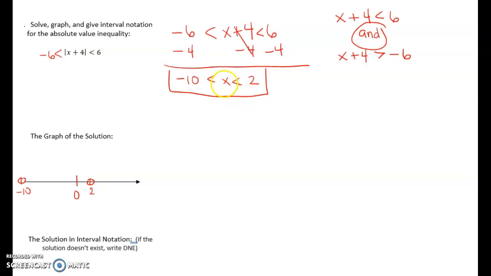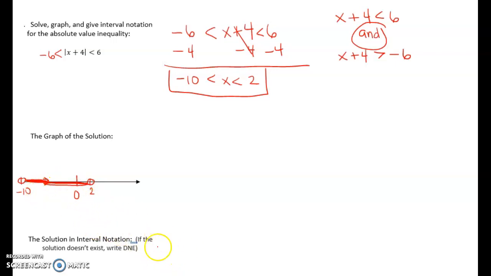Now if you do want to break this apart, you can think, okay, x is greater than -10, so we're going this way here, but x is less than 2, and it has to be both of those at the same time. So it's just going to be this line in between the two numbers. Okay, so that's our graph.